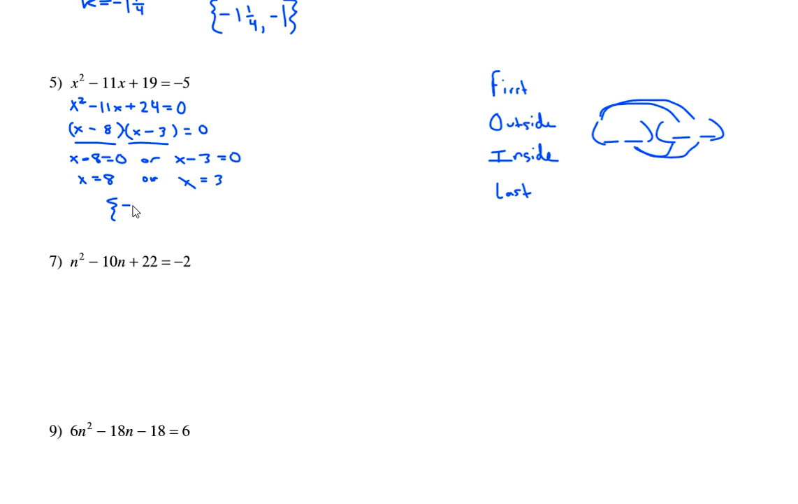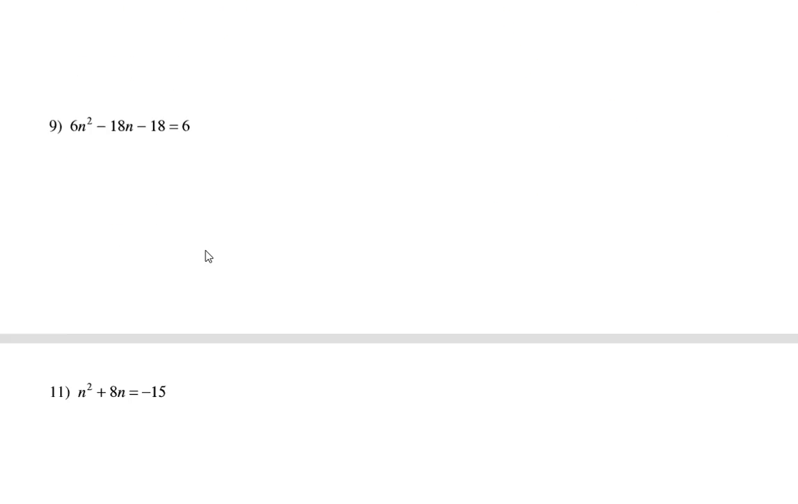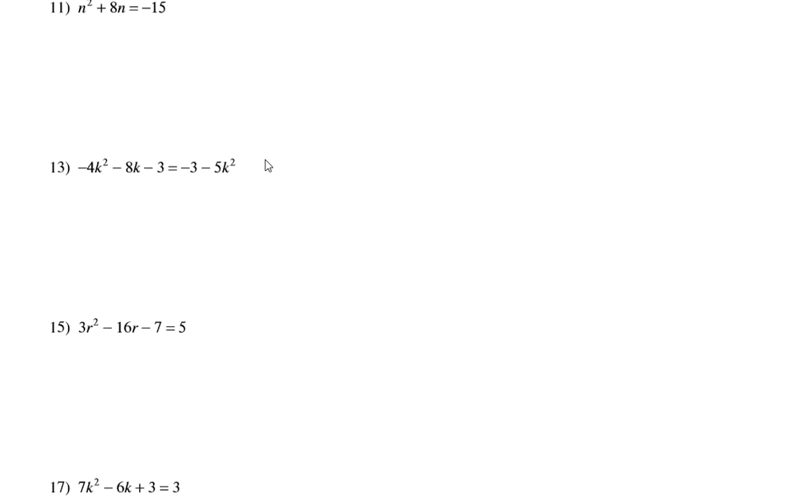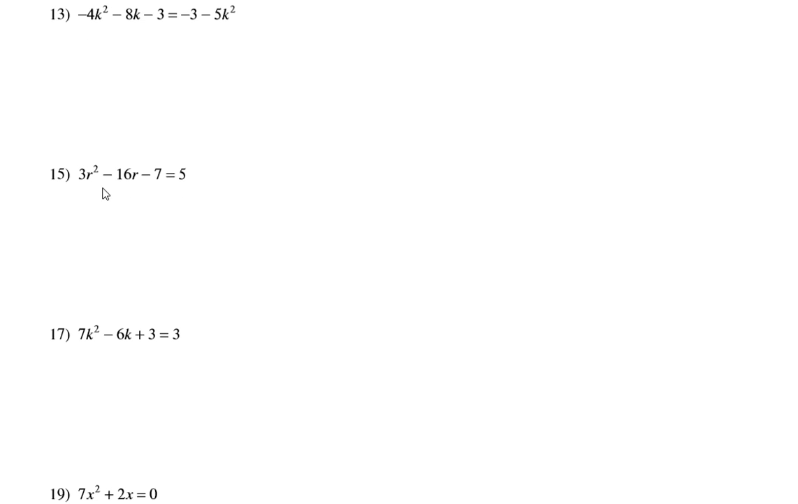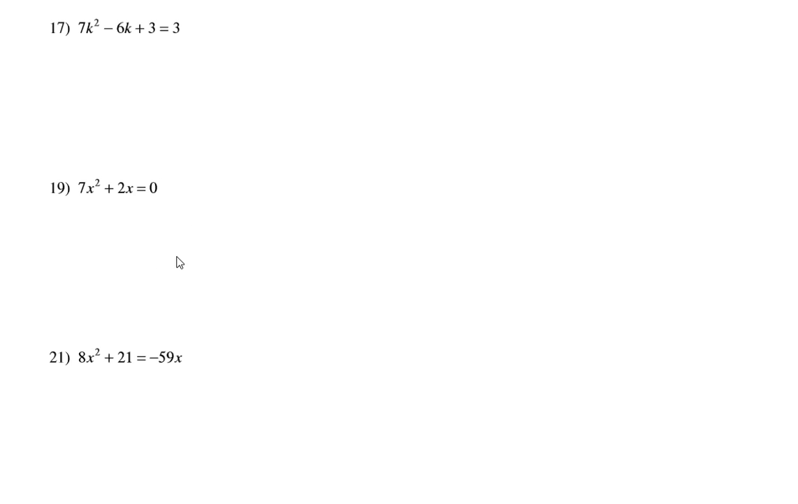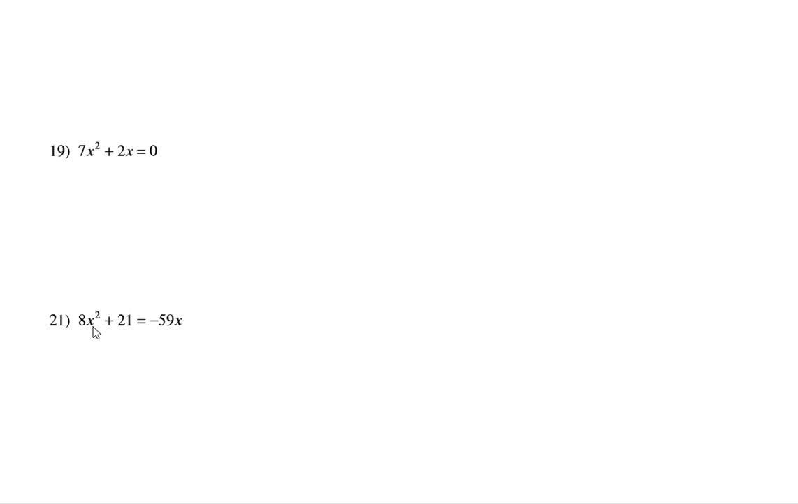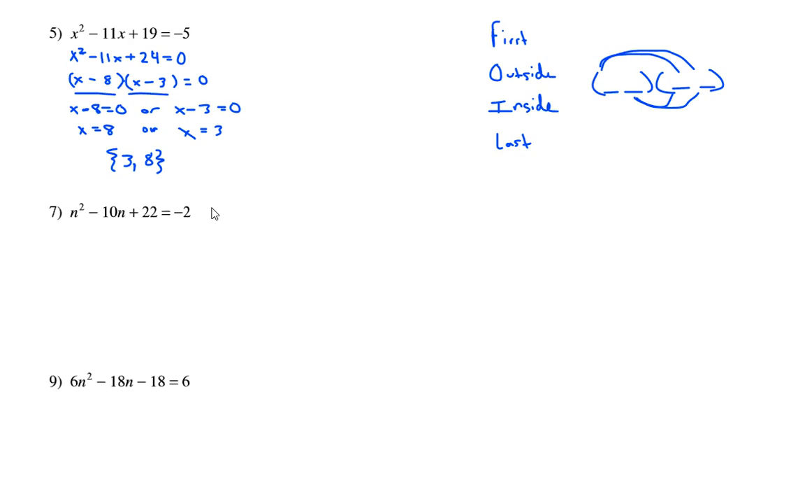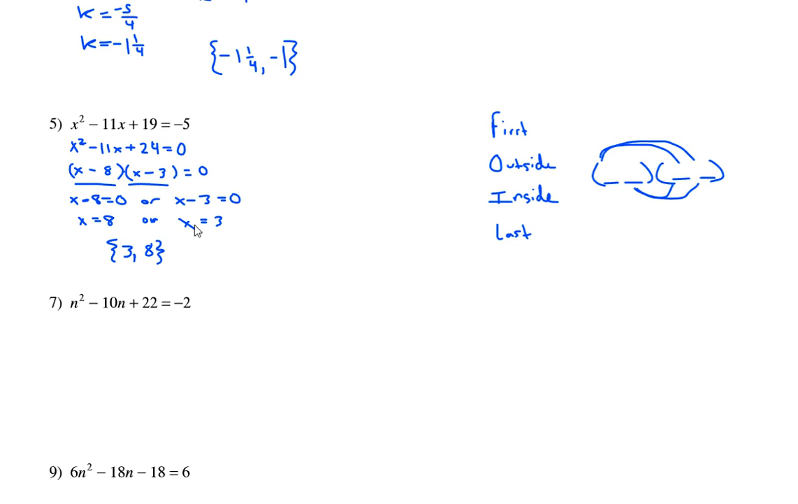Eventually I'll let you drop that out, but for now show it. So numerical order, 3 or 8 are my solutions. We're going to go through the same thing on 7, 9, 11, 13, you're going to have to add 2 terms over. 15 is the same, 17 the same, 19 is a little bit different, and then 21 is the same. So a lot of these are very similar to number 5.